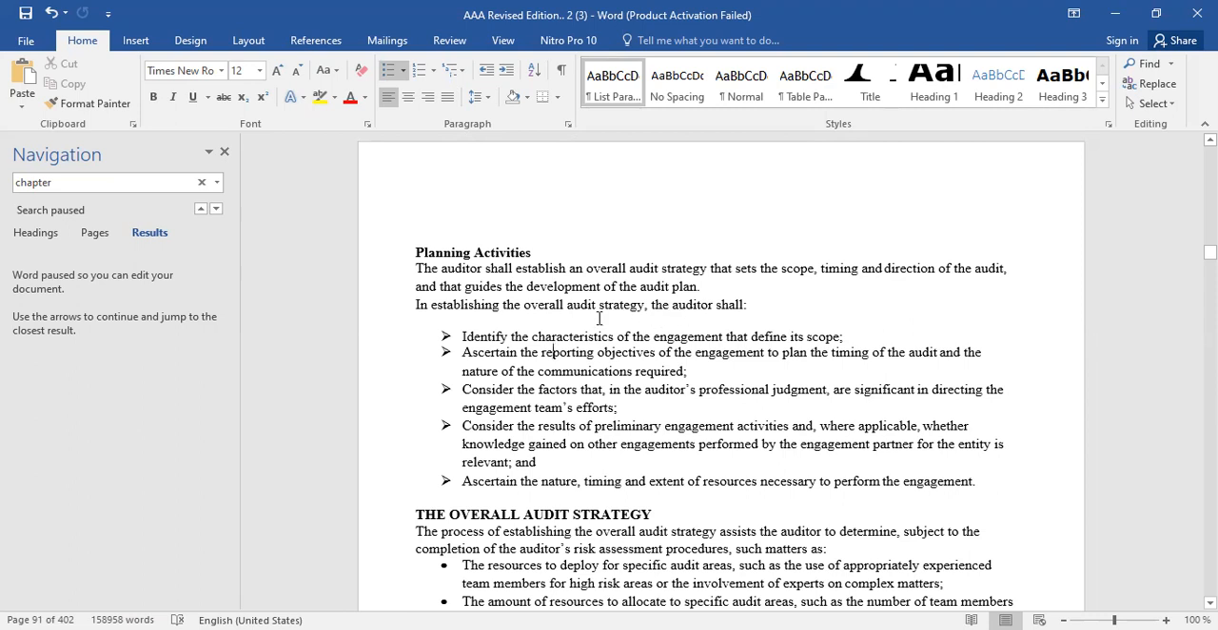So during planning activities, the things that you do are to identify the characteristics of the engagement, ascertain the reporting objectives, and consider the factors that, in the auditor's opinion or professional judgment, are significant in directing the engagement team's effort. Consider the results of preliminary engagement. Ascertain the nature, timing, and extent of resources that you need to perform the engagement. So planning, resources, and timing are things that you can consider to be significant.